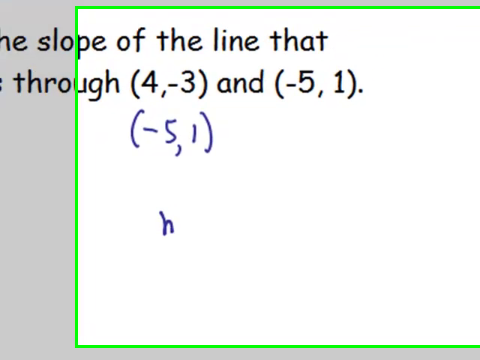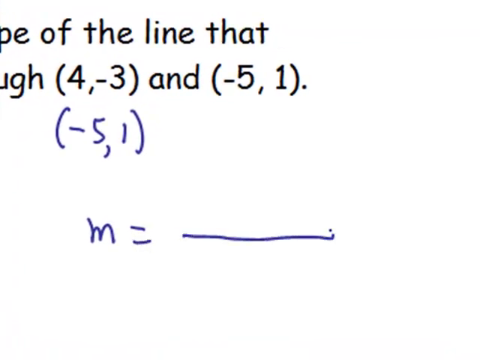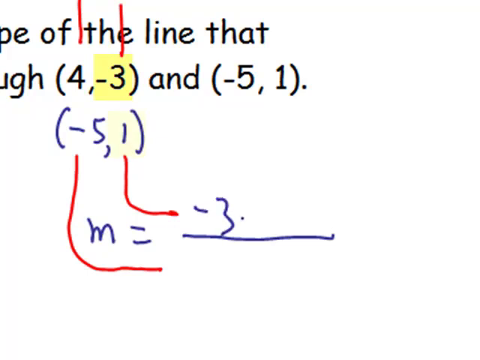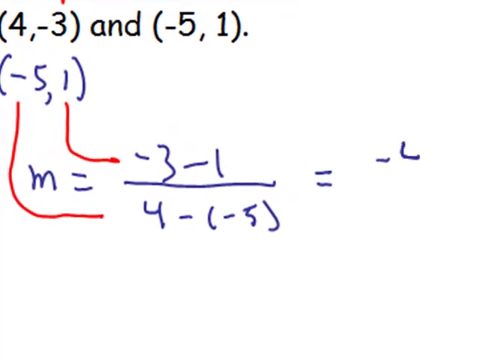And we're going to use the slope formula, m equals, and coming down this way will give us the y values, and coming down here will give us the x values, one minus the other. So in this case, on top we have -3 minus 1 over 4 minus -5. In the numerator, that's -4. And 4 minus -5 is the same as 4 plus 5, or 9. And that's our slope.